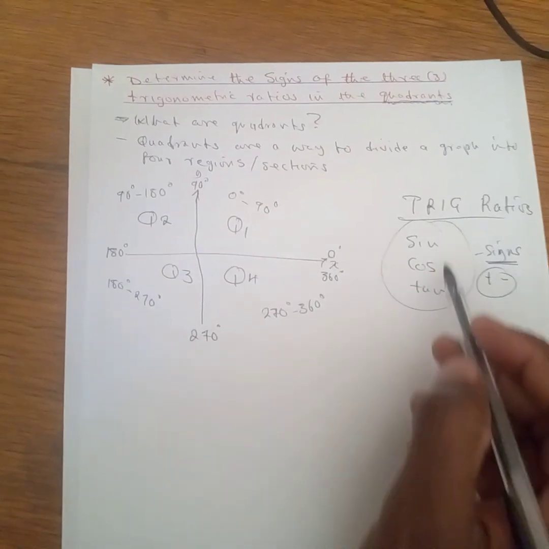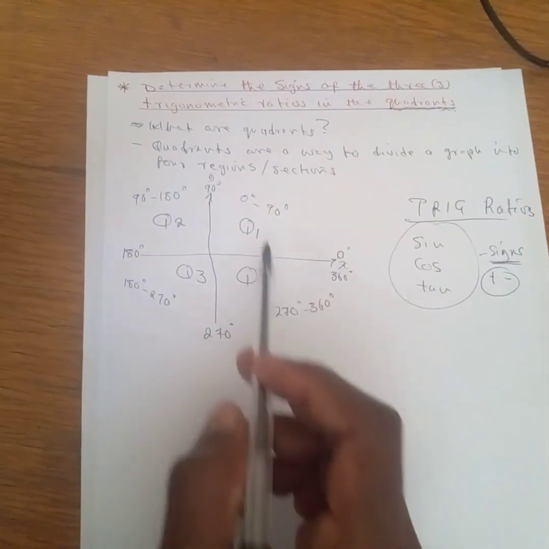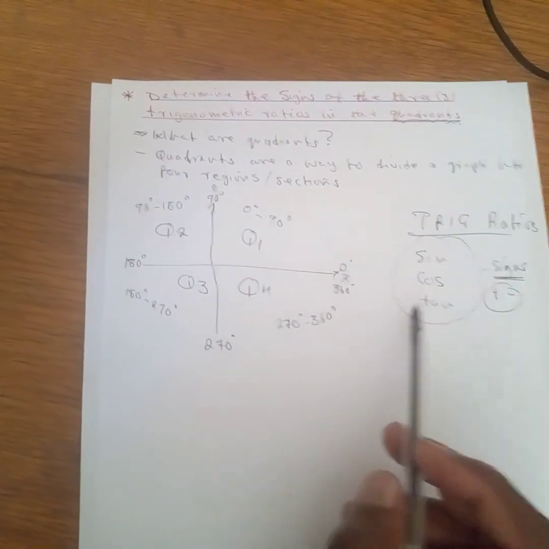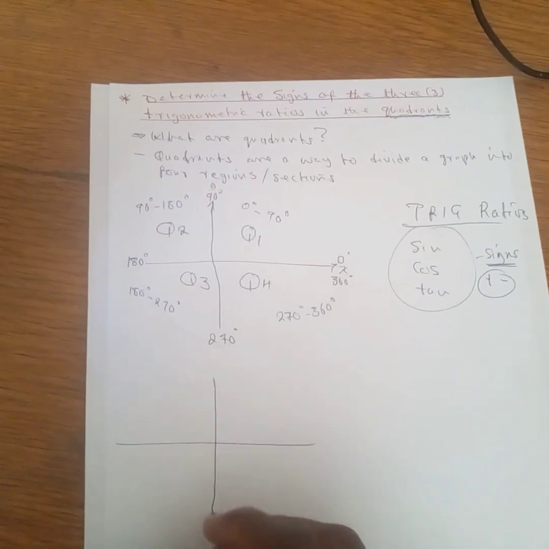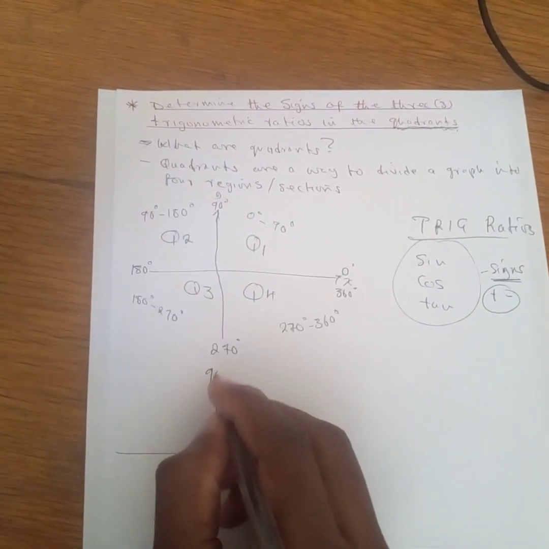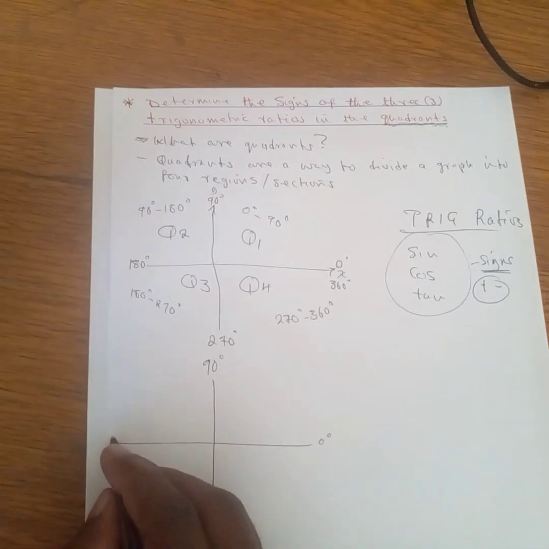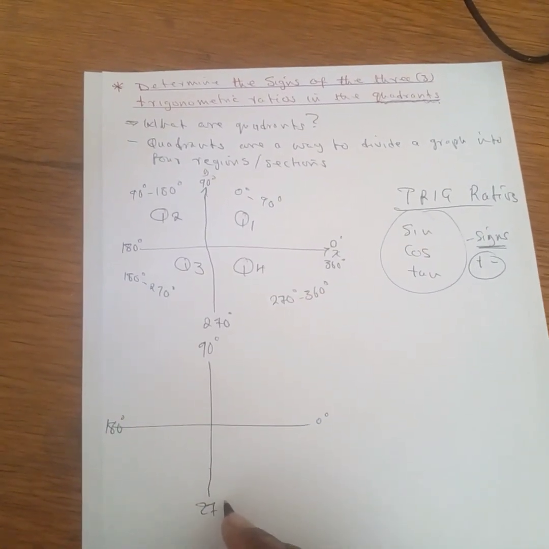Now, these ratios fall in these quadrants. Where there are quadrants, there are also the ratios. So let's draw a rough sketch again, where we know that this is our 90 degrees. This is our 0 degrees. This is our 180 degrees and 270 degrees.